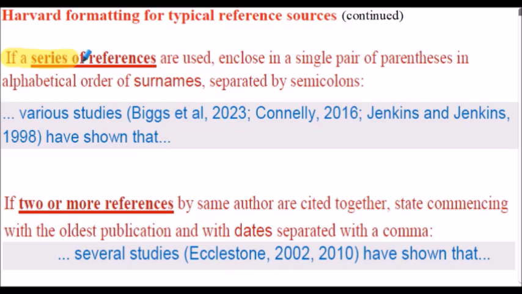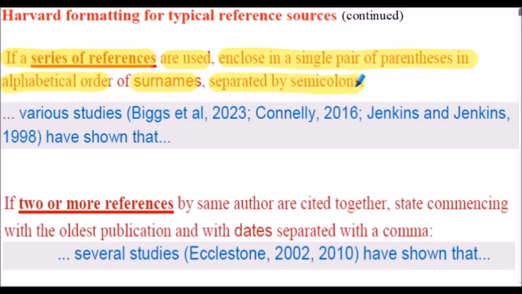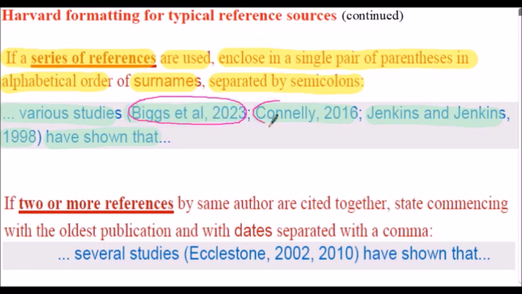If a series of references are to be used, then we enclose the references in a single pair of parentheses in alphabetical order of the surnames, each separated by semicolons. So our extract here from our article might be, various sources, Biggs et al., 2023; Connolly 2016; Jenkins and Jenkins 1998, have shown that. So in this case we have three sources that we're using here to justify a particular statement within our document.